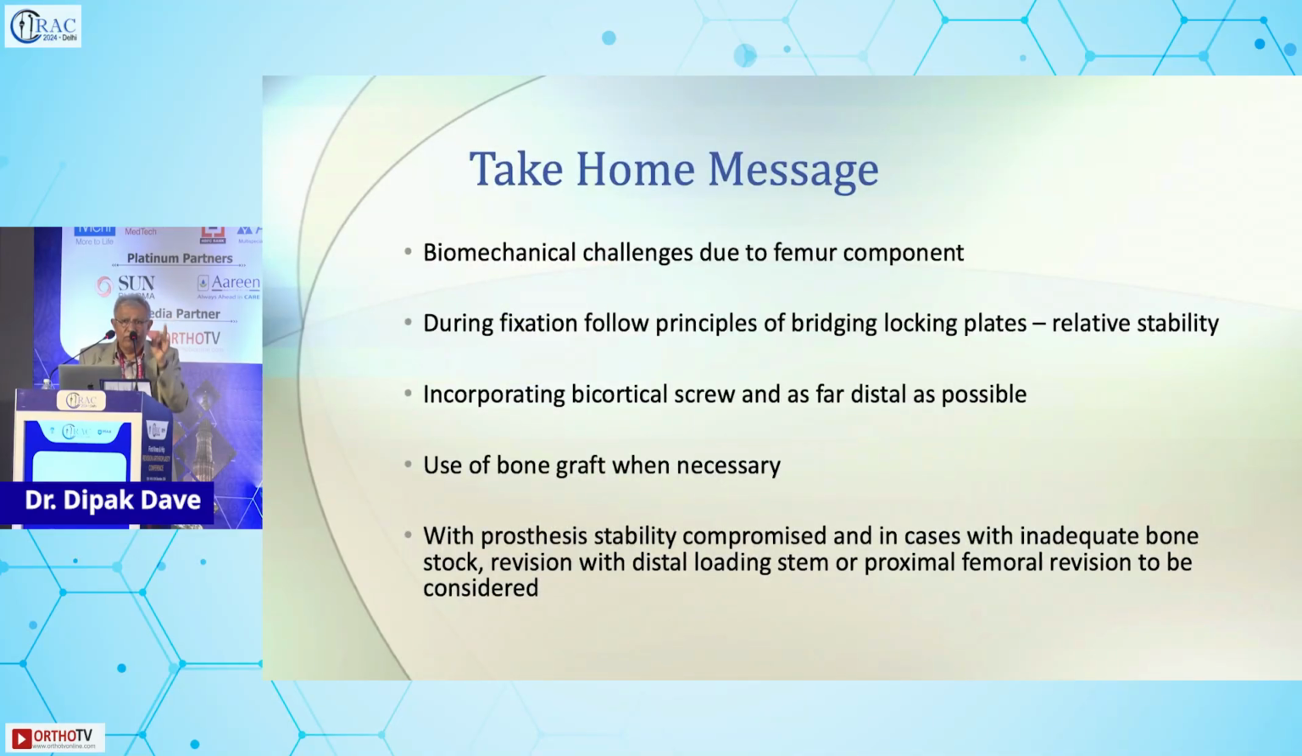During fixation, follow the principles of relative stability or the locking plates. Whenever required, put a bone graft. Use bicortical screws whenever possible. Don't rely only on the cables. And when the prosthesis stability is compromised, when there is inadequate bone stock, you must use a revision stem like the Wagner or a monomode. And sometimes you have to additionally do the fixation along with the revision stem. Thank you.